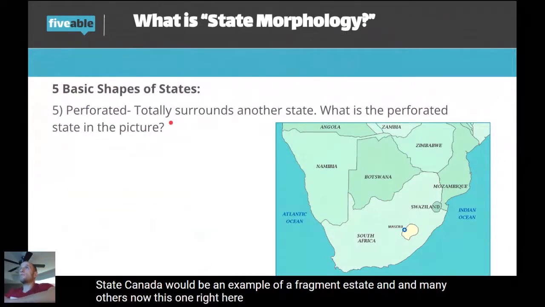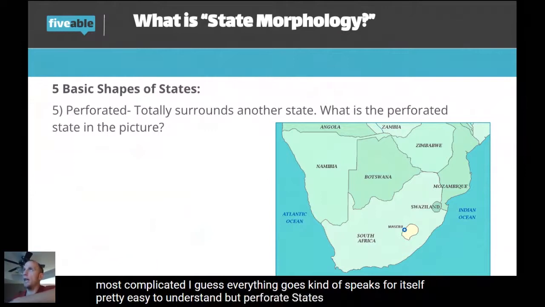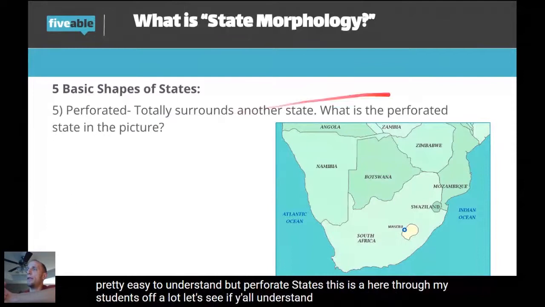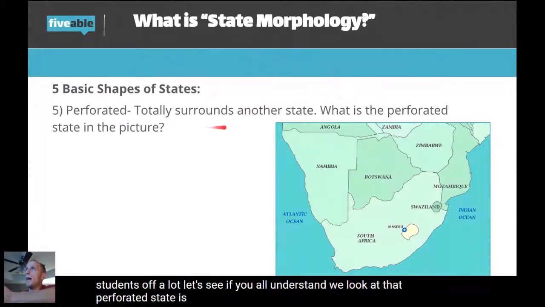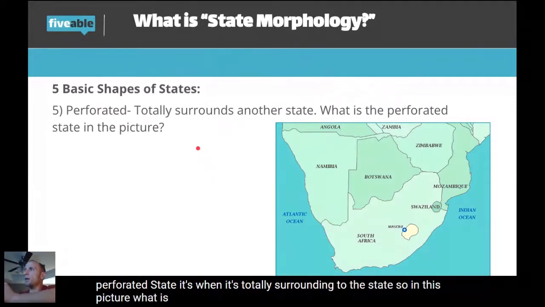Now, this one right here, for my students, this was always the most complicated. I guess everything else kind of speaks for itself. Pretty easy to understand, but perforated states, this one here threw my students off a lot. Let's see if y'all understand. When you look at a perforated state, it's one that totally surrounds another state. So in this picture, what is the perforated state?